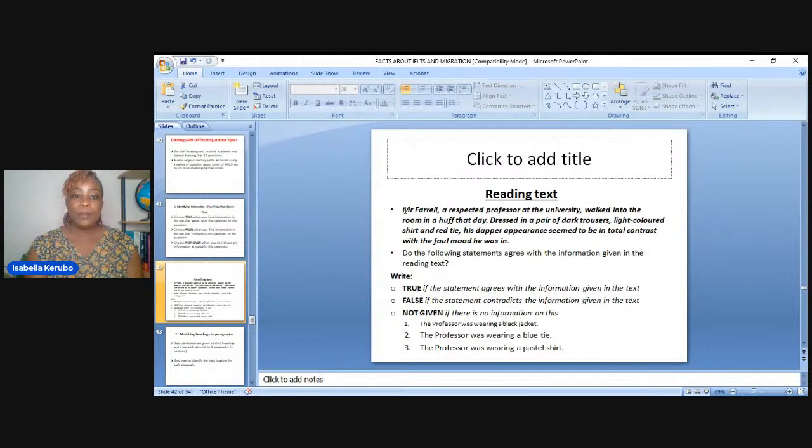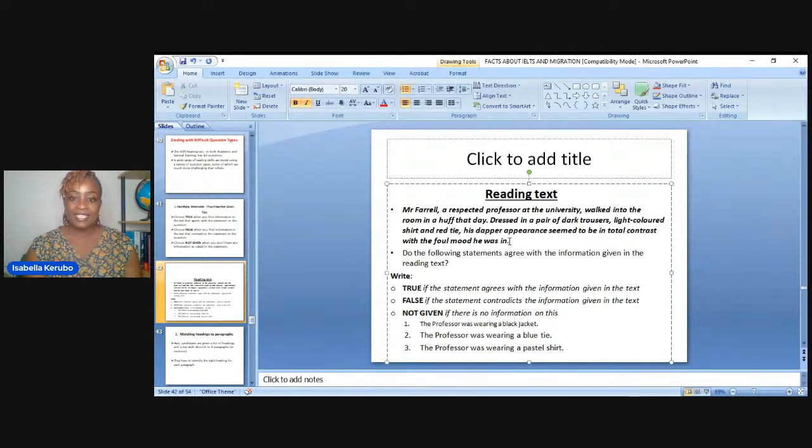All right. Mr. Farrell, a respected professor at the university, walked into the room in a huff that day, dressed in a pair of dark trousers, light-colored shirt, and red tie. His dapper appearance seemed to be in total contrast with the foul mood he was in.